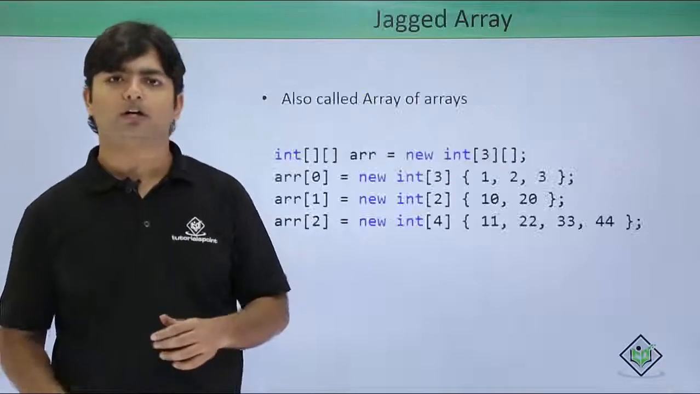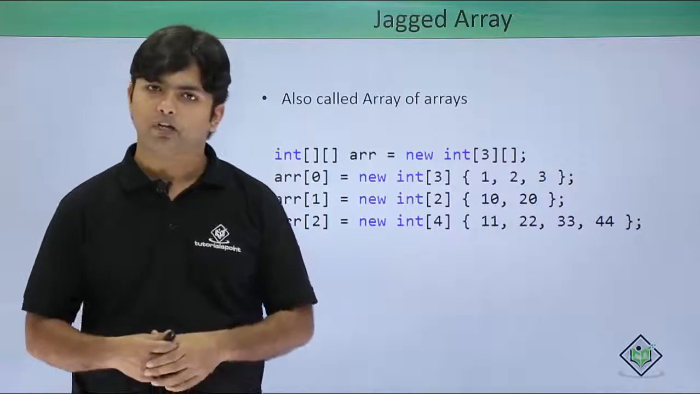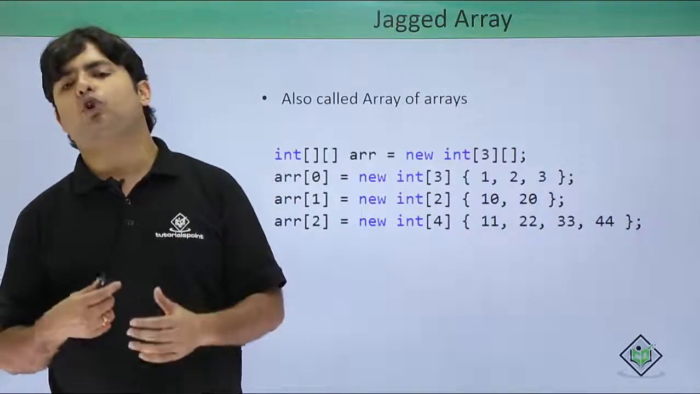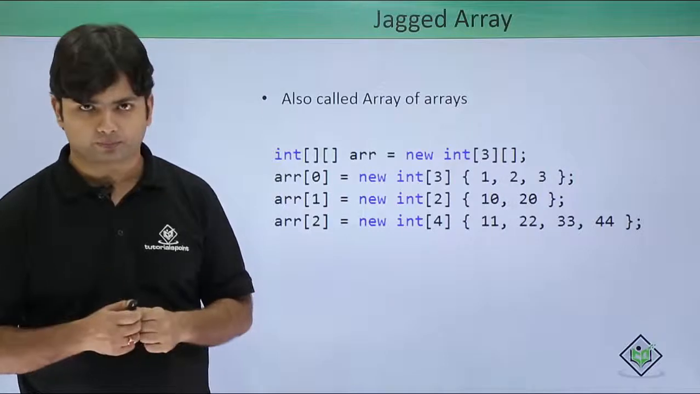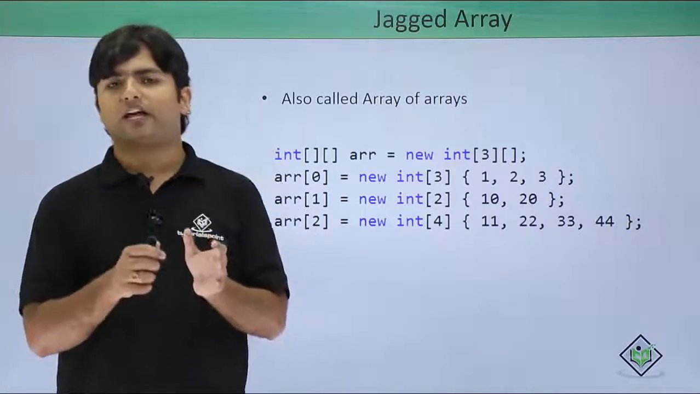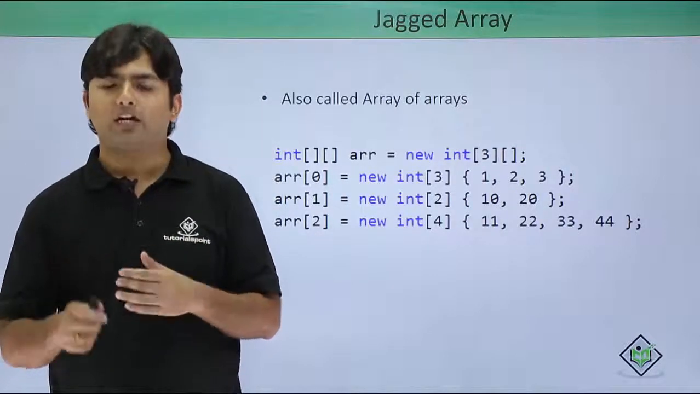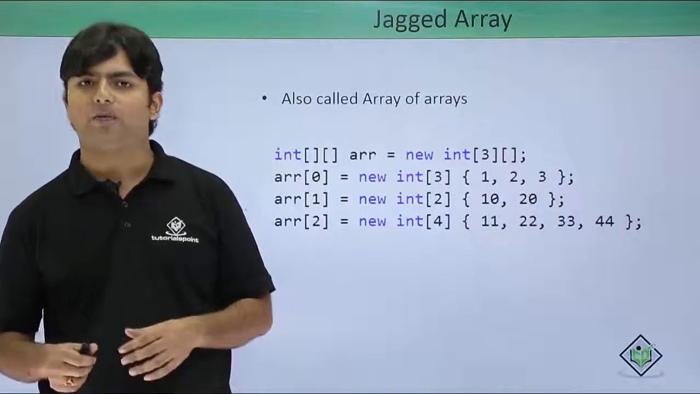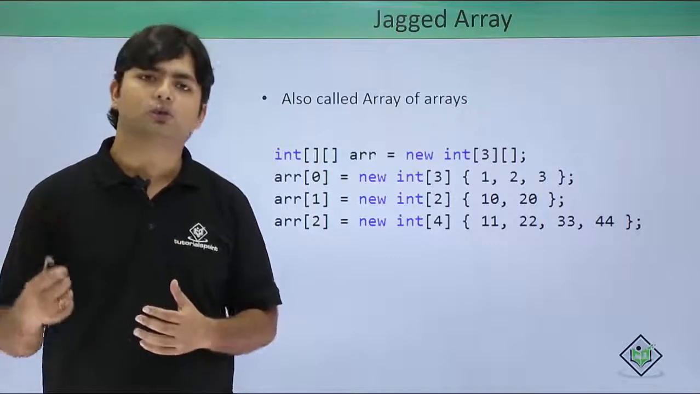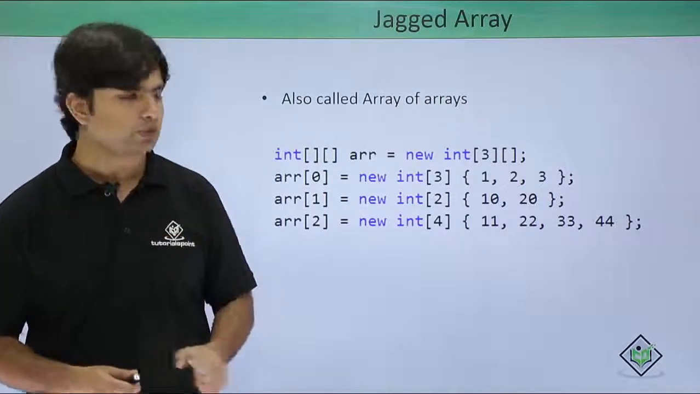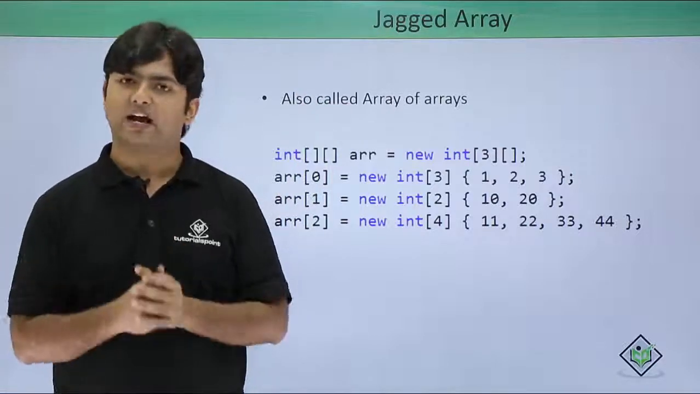And the last one here is the jagged array. A jagged array is also called an array of arrays. For example, if in any situation you have to create multiple arrays in a program and you want to bind all those arrays in one array, you can go for the jagged array.